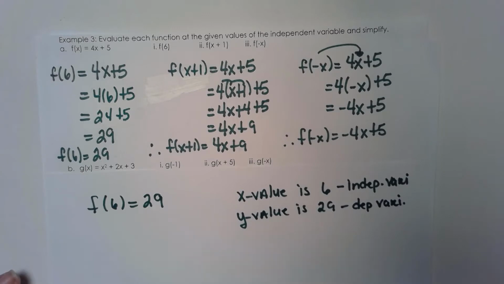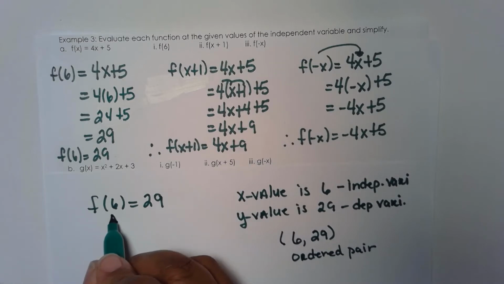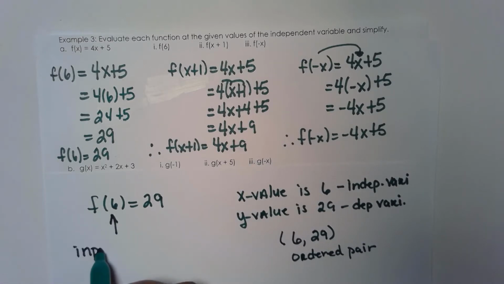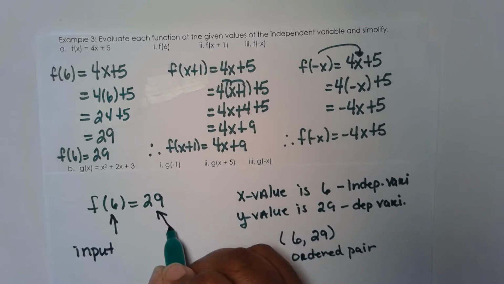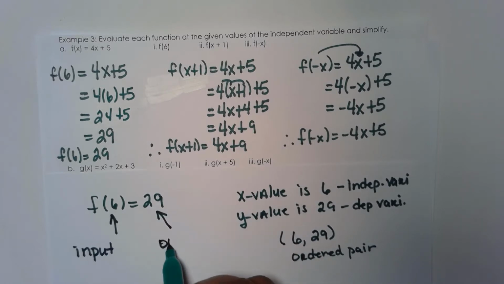Okay? If I ask you to write this out as an ordered pair, in which we can, we would say the x value is 6, the y value is 29. So this can be written out as an ordered pair. We can say that the 6 is the input value, and what it is equal to will be our output value. Okay, so different ways that we can represent the solution here.